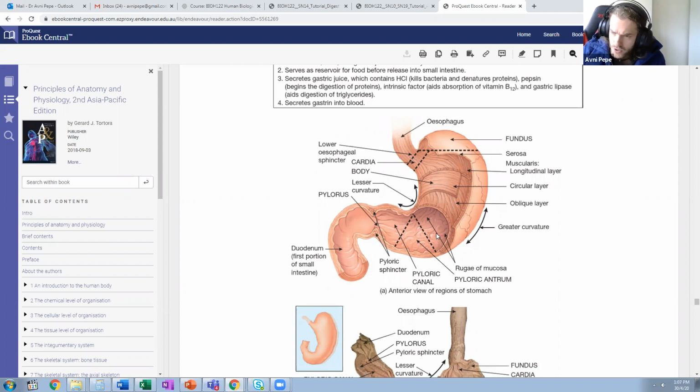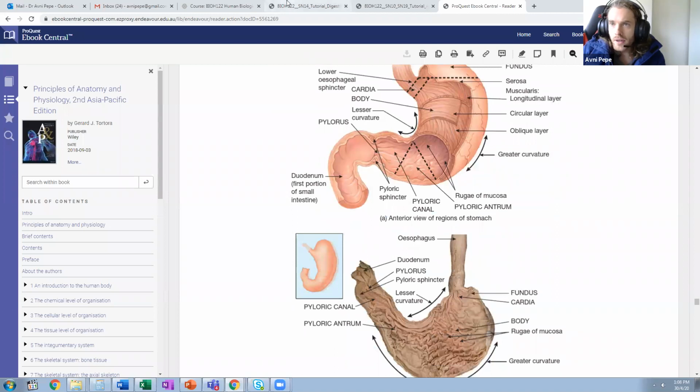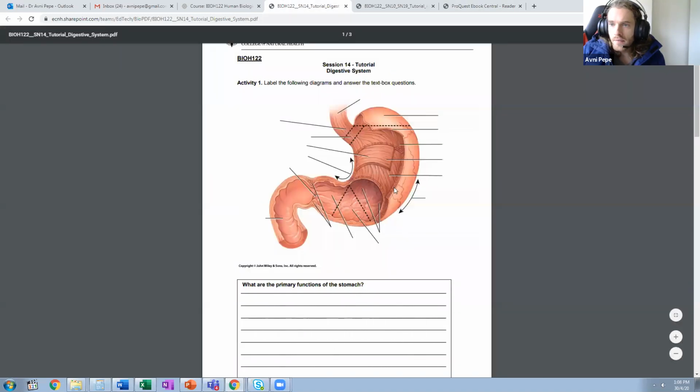The stomach can absorb a number of different things. The stomach can absorb water, it can absorb ions, small fatty acids, and also drugs as well. So there is some absorption occurring here, but remember that the majority of the absorption is going to occur in the small intestine.